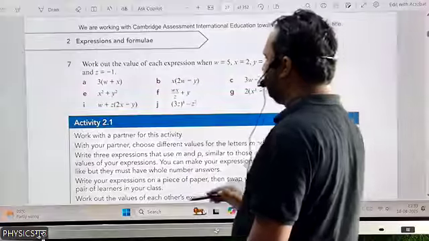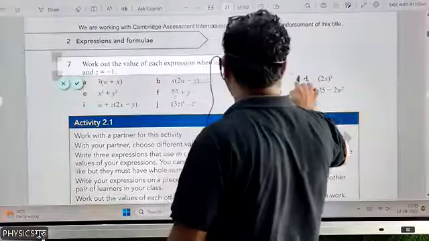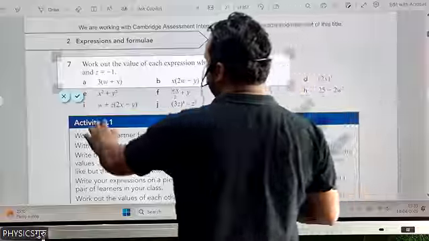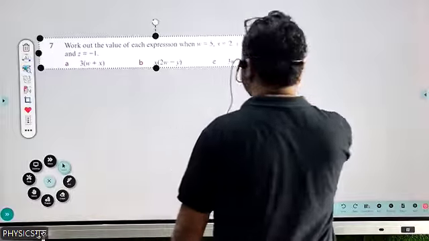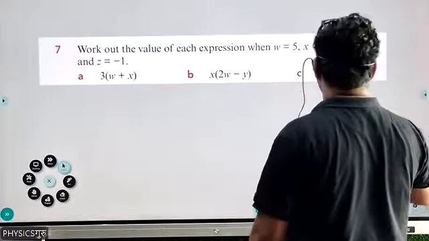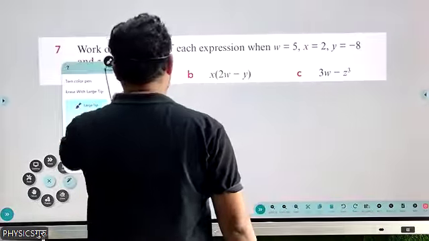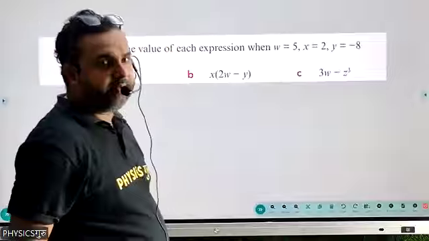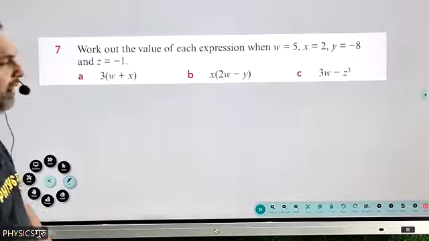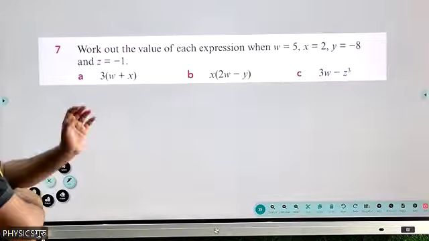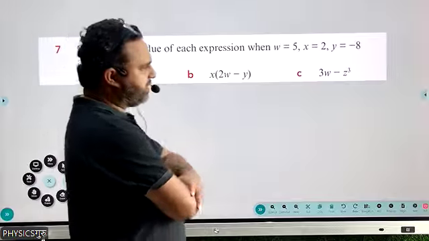Question number 7. Work out the values of each expression. So W is given, X is given, Y is given, and Z value is known to us. They ask you to find the values of the expressions that are given.